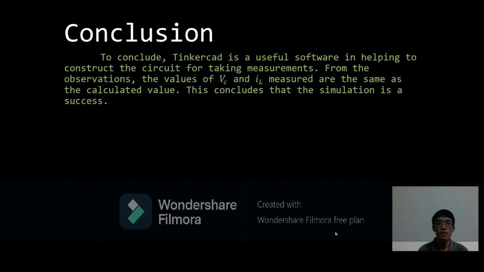So our conclusion is that our measurement taken from Tinkercad simulation is equal to our calculated value. So this concludes that the simulation is a success and that the circuit constructed in Tinkercad is correct. That is all.